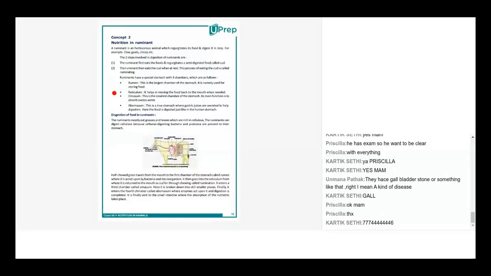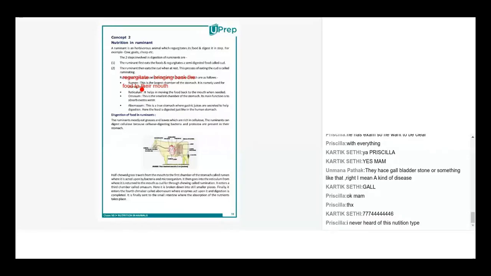Reticulum, correct. Good. So basically, what happens is that they regurgitate. What is the meaning of regurgitate? Regurgitate means after they eat the food, they again bring the food back to their mouth. That is called regurgitate. They bring it back from the reticulum. We will discuss how they do it and why they do it.